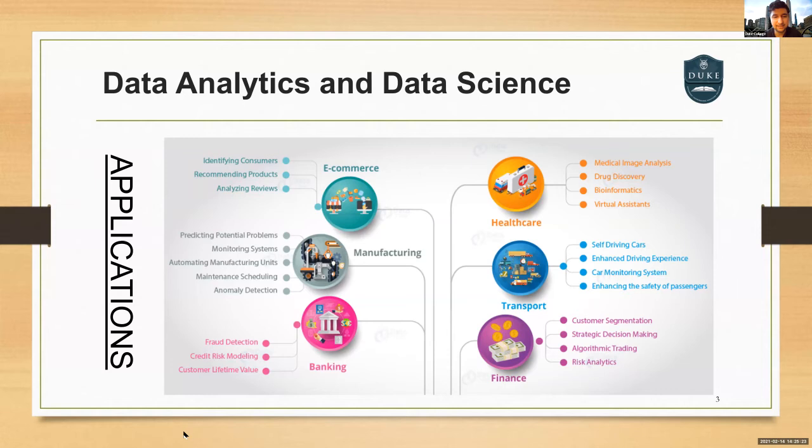Again, in the banking industry, these are some applications of data analytics and data science in general. In banking, we have fraud detection. You have a banking card, you have a credit card. If someone stole your credit card and wants to do a purchase, the bank wants to know if that purchase was a fraud or legit.